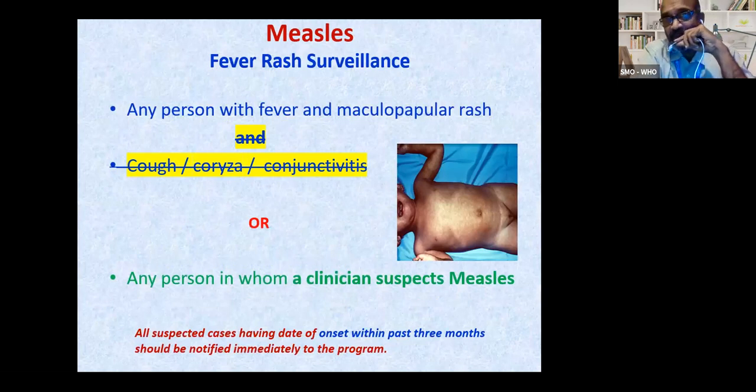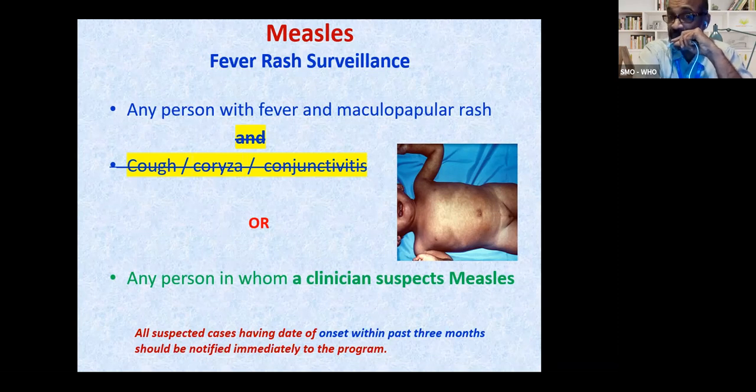For measles and rubella, earlier we had MR surveillance, and now, since the last 2 months, the government has changed MR surveillance to fever rash surveillance. This is a very major change. Earlier, we used to report any person, irrespective of age, with fever and maculopapular rash and one of the three C's: cough, coryza, or conjunctivitis. In the present fever rash surveillance, this criterion has been taken out. There is no cough, coryza, conjunctivitis criterion.